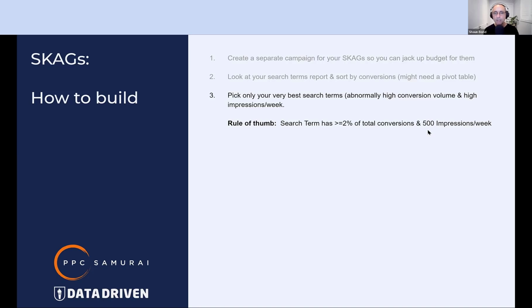If you can find search terms that match that kind of volume level, then you've got something that should be able to produce enough data within its own right as a single keyword ad group that you've locked down so that the search term only triggers against that keyword and no other search terms trigger. So it's this specific search term that I'm interested in. That should have enough data to be able to feed the algorithm.